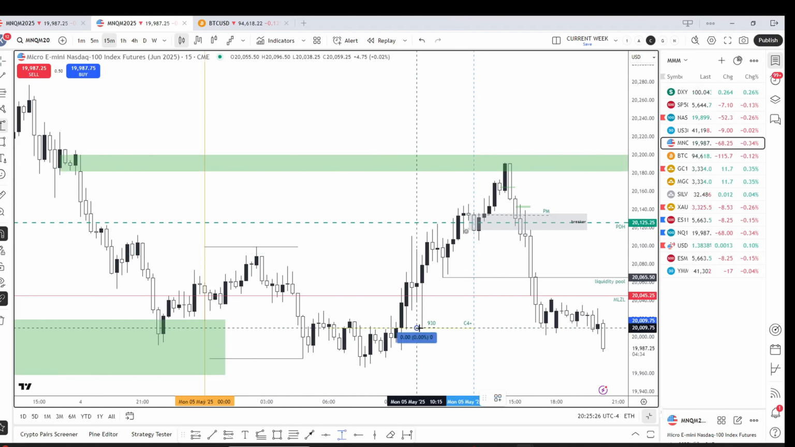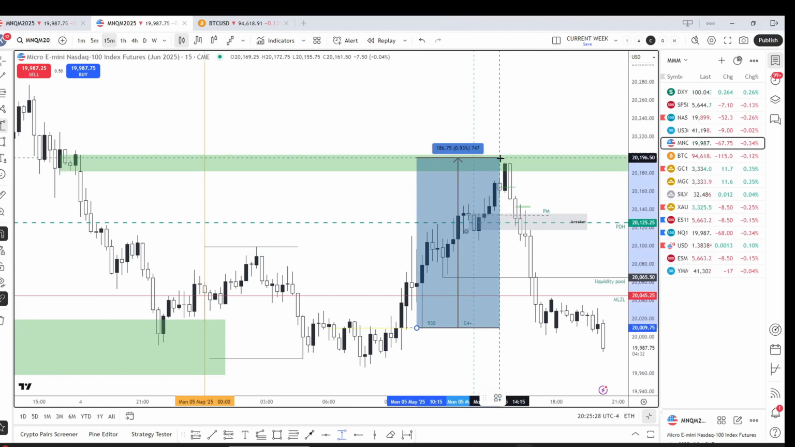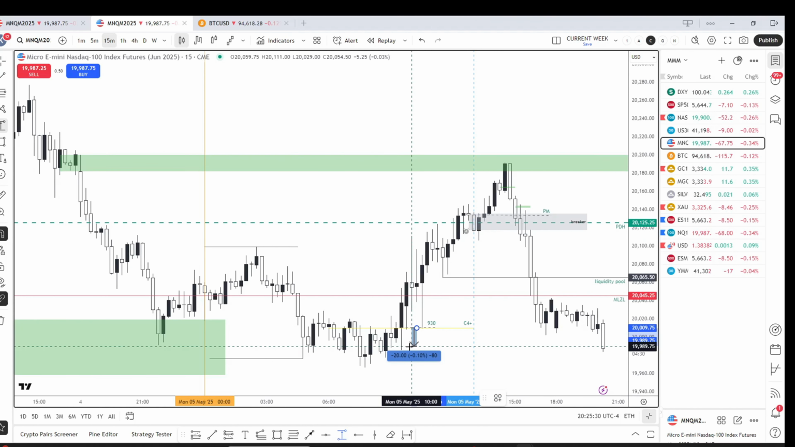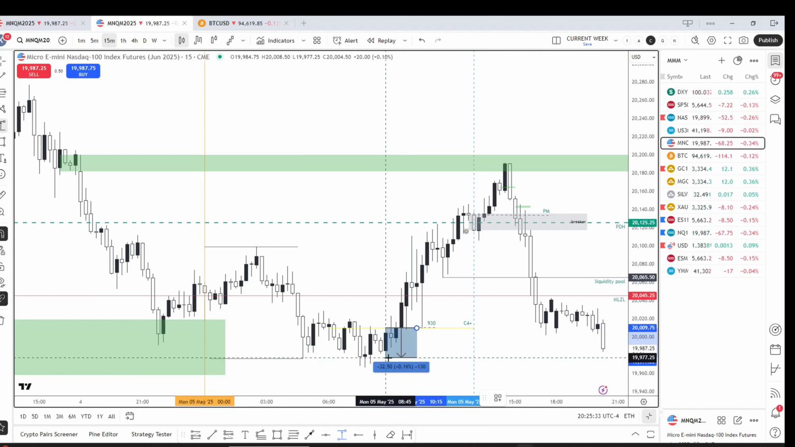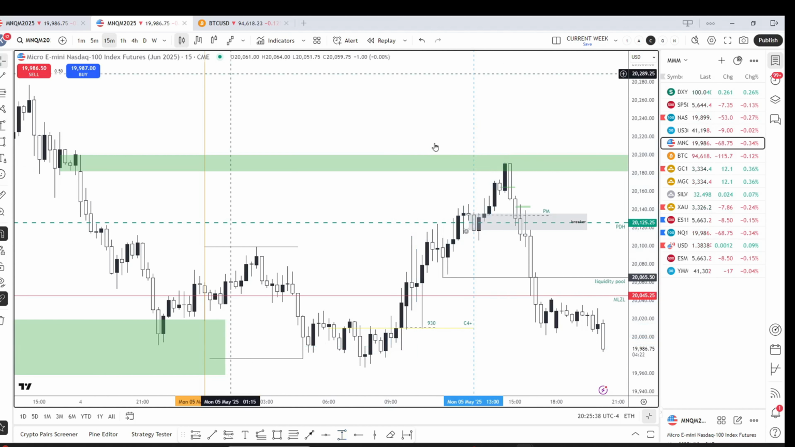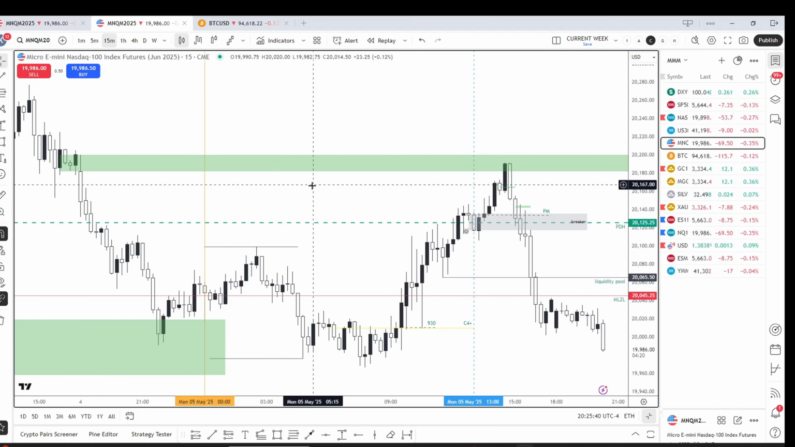That was a nice trade I could have taken on Nasdaq. And that was how many points? 186 points. Yeah, perhaps risking 32 points. So that would have been a nice 1 to 6 trade entry. Okay. So that was the 15-minute chart.